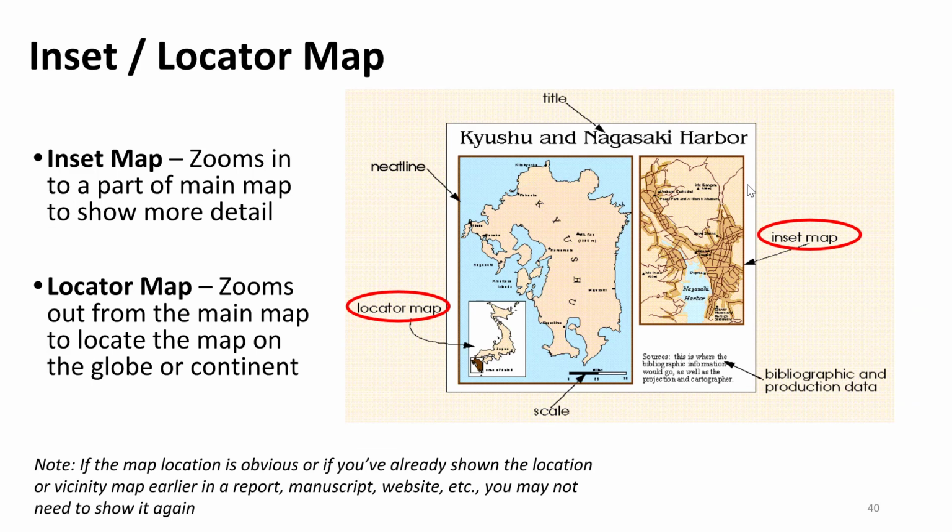Another essential map element is an inset or locator map. An inset map zooms into a part of a main map to show more detail, whereas a locator map zooms out of the main map to locate the map on the globe or the continent. So on our map example here, on the right, this is an inset map. On the lower left, this is the locator map. So now we know where we are in Japan. Again, this one is context specific. If you're dealing with a group of people who know where you're already located, it may not be necessary. However, if you're making a map for a general audience, then typically you would like to include a locator or inset map.